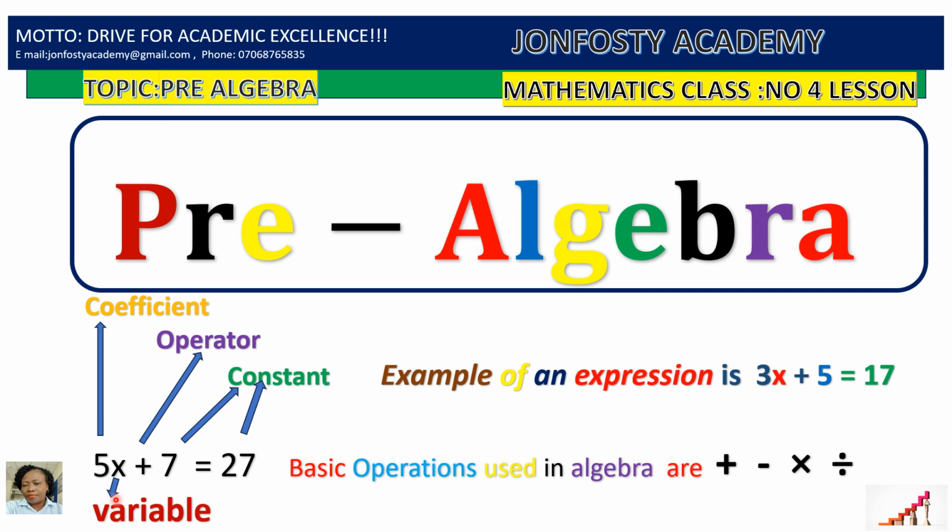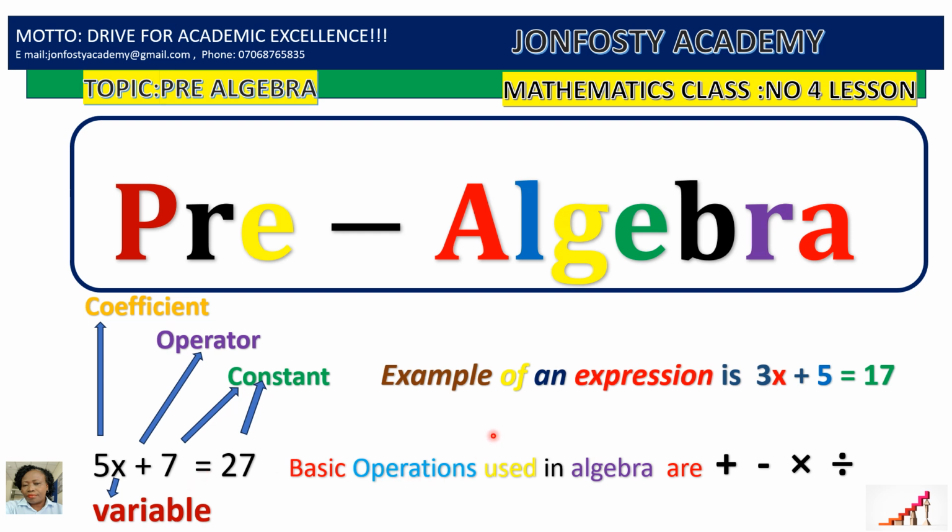Before we proceed, let's look at the expression 5x plus 7 equals 27. We need to understand what we call each of these numbers and letters. The first number here is 5, and we say 5 is the coefficient of x. It is the coefficient of the variable x. X stands for variable. The plus sign stands for operator. 7 and 27 stand as constants. And all of us know what the equal sign is.